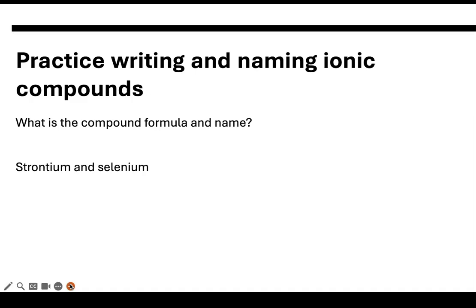Strontium and selenium. What's the formula? What's the name? So take a moment to find strontium. It's an alkaline earth metal, so it's in group 2. Selenium is in group 6A. It is a non-metal.